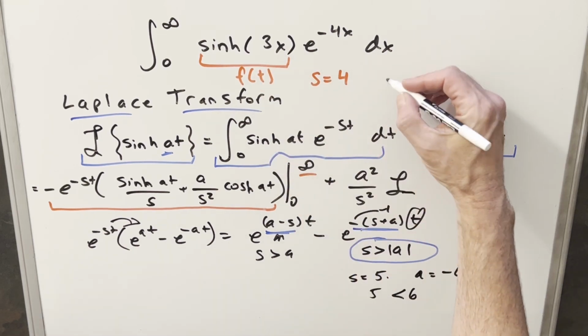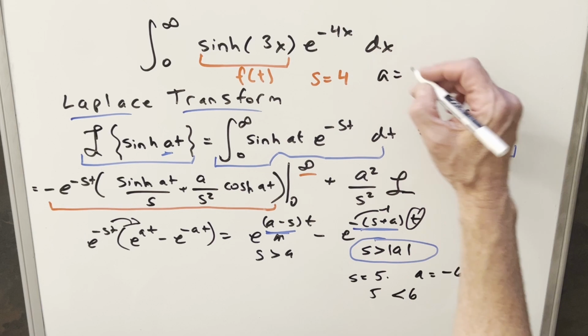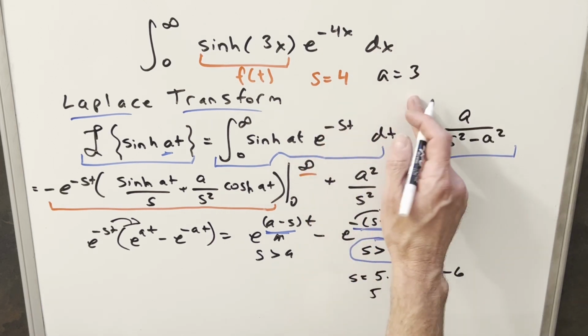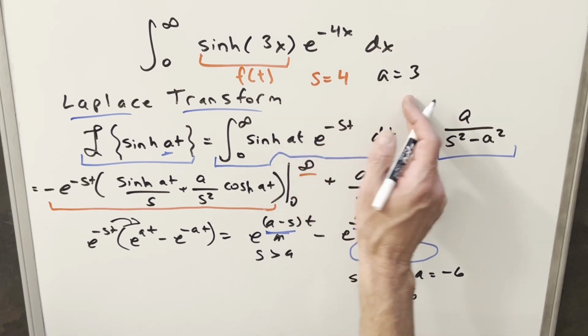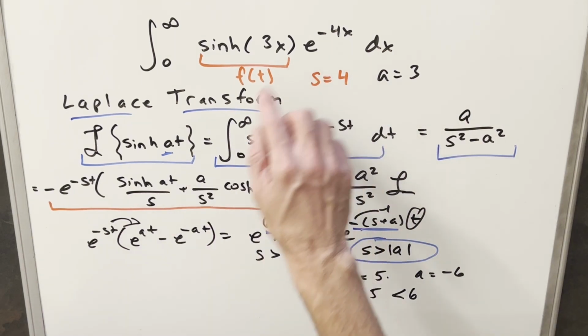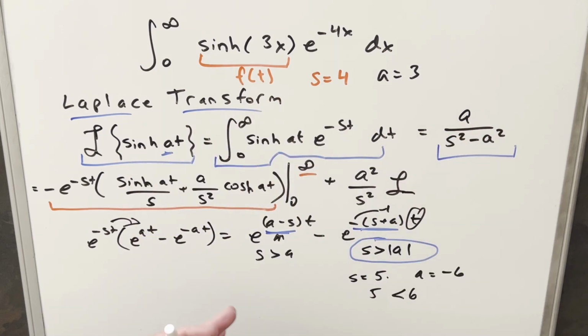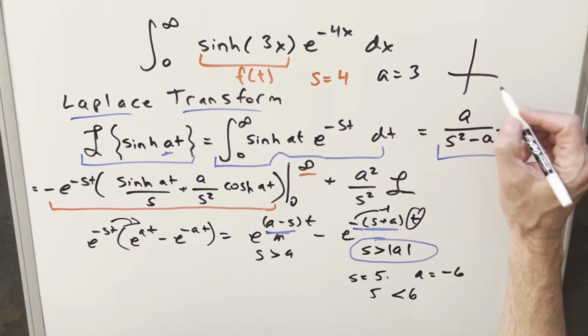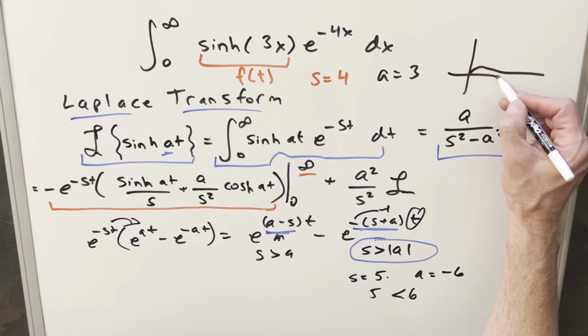And you just notice going back to the original integral, we had a here is 3, so s is greater than the absolute value of a. 4 is greater than 3, so we're fine. This right here is actually really easy to see if you look at a graph. If you look at a graph of this integral, it's clearly going off to 0.